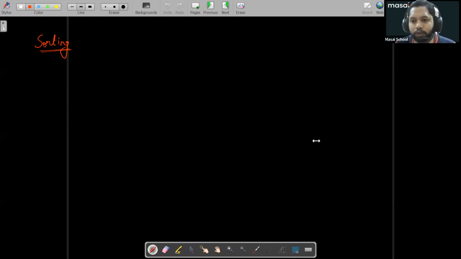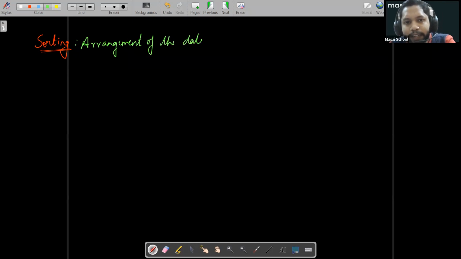So first of all, what is sorting, guys? What do you mean by sorting? Arrangement. Good, good, guys. Arrangement. Rearranging order. But arrangement in a particular order. So sorting means arrangement of the data in a particular order.